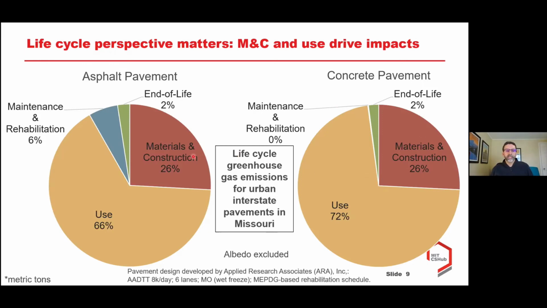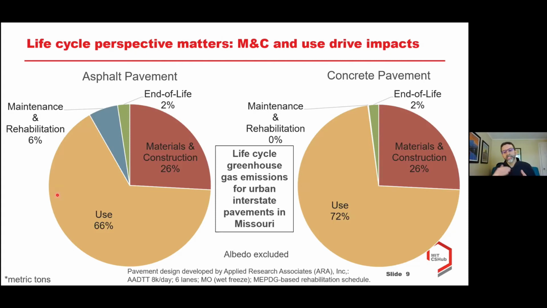And what you can see in this breakdown, this red here is the impact associated with materials and construction. Blue is future maintenance and rehabilitation. Green is end of life. And the rest is the use phase. And when we do this life cycle assessment of these pavements, that use phase is made up of a couple different things. One is excess fuel consumption due to pavement vehicle interaction.